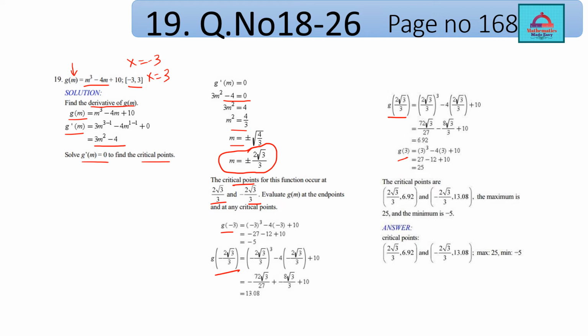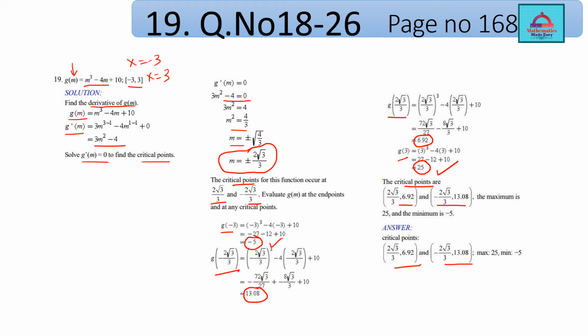The values come out to be -5, 13.05, 6.92 and 25. So which one is maximum? The maximum is 25, occurring at x equal to 3. The minimum is -5, occurring at -3, and the critical points are these 2 points. So in a similar way you have solved this question.